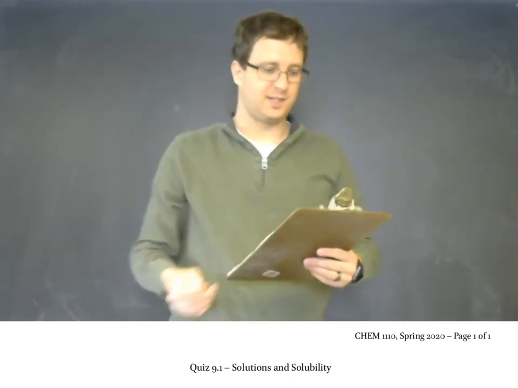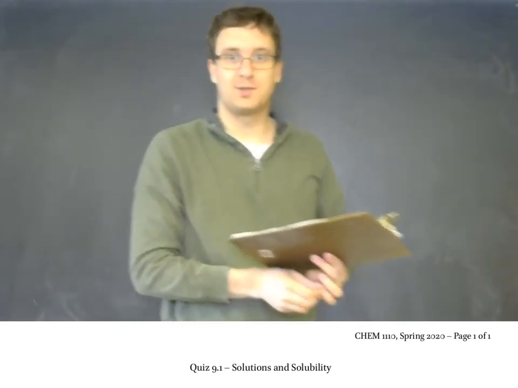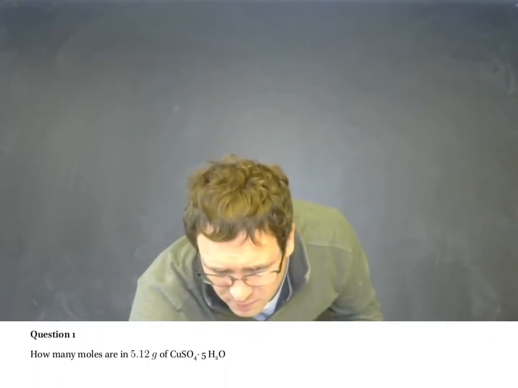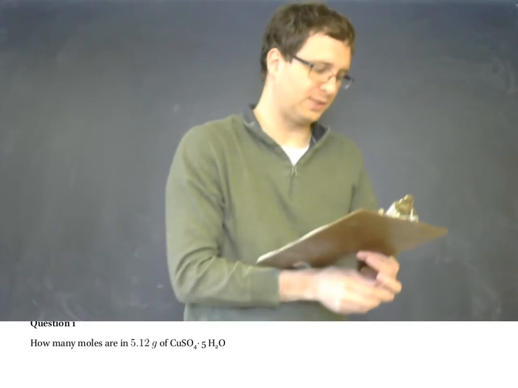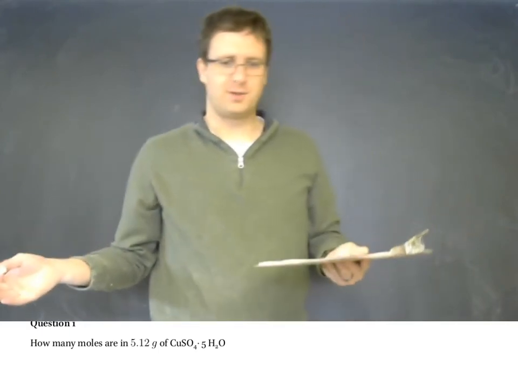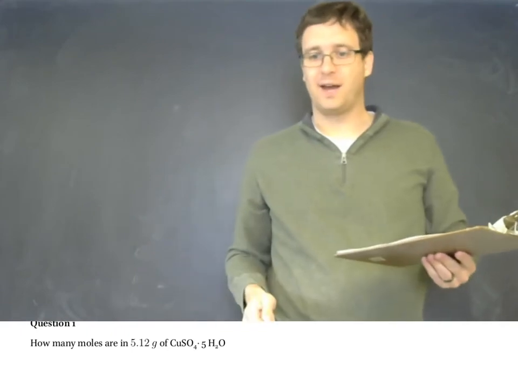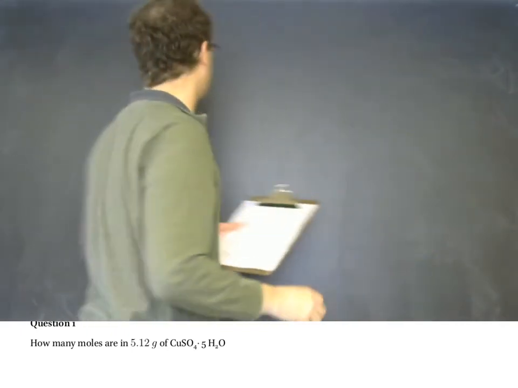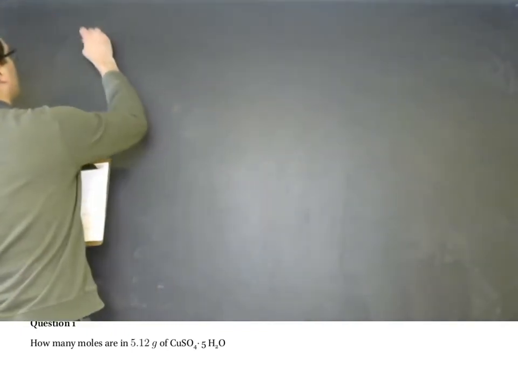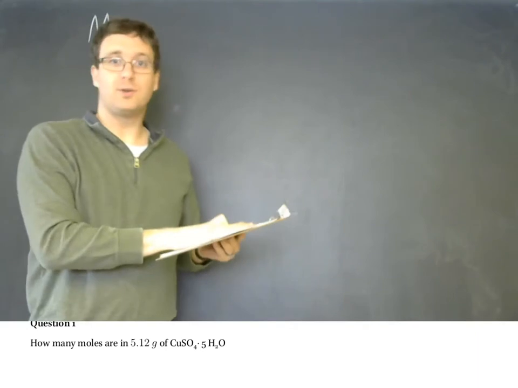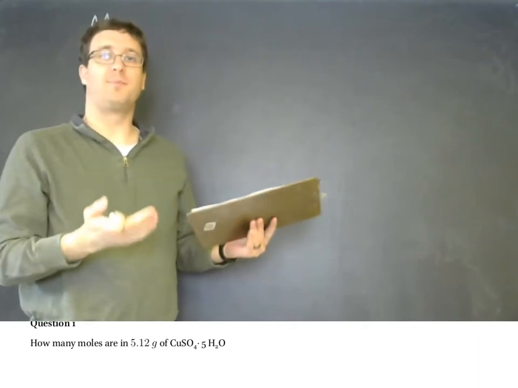Okay, so quiz 19.1 on solutions and solubility. Question 1 is how many moles are in 5.12 grams of what we call copper sulfate pentahydrate. So the first thing we want to do is to find the molar mass of this compound. And the only trick here is that you'll include those 5 waters in the molar mass.